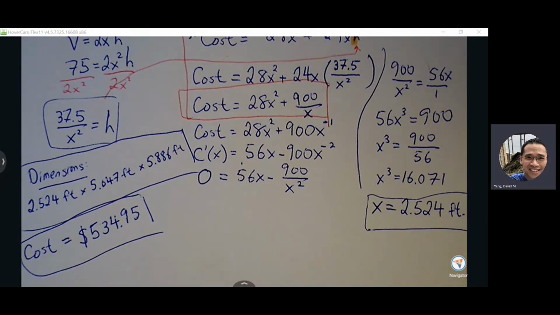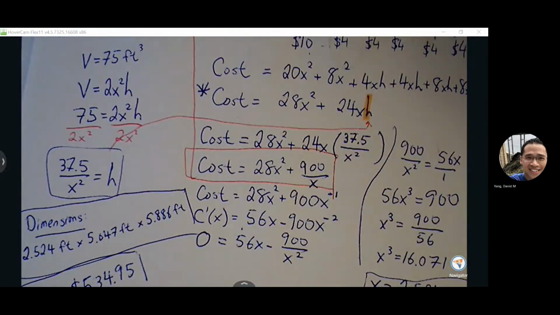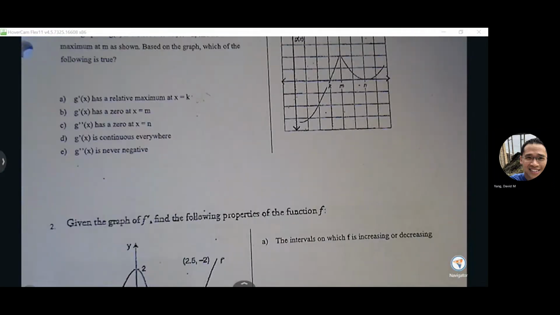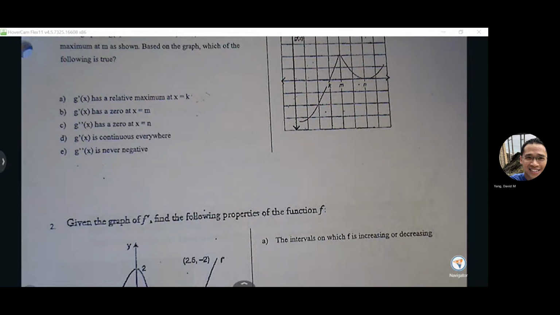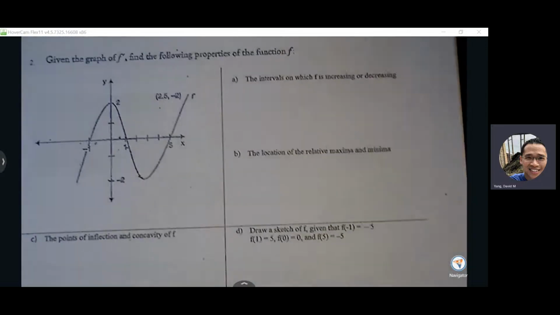Okay, any questions with the steps there? Okay. All right, let's go to review worksheet 2. Pick out some problems there. Skip number 1. Let's try number 2 on page 15.